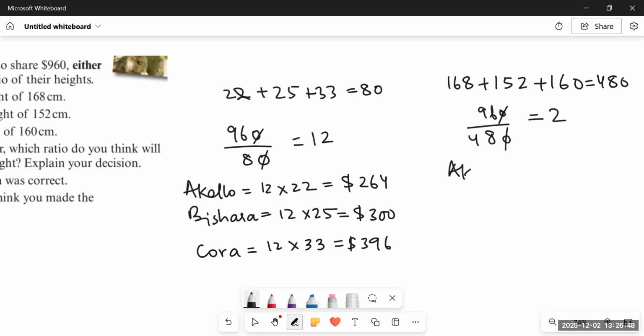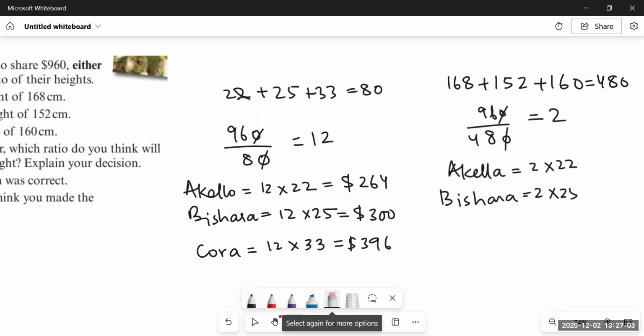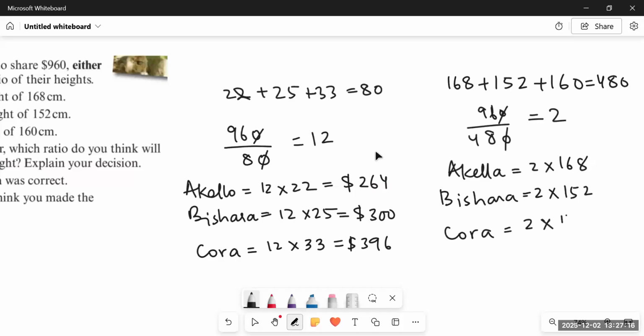For Akelo, it would be 2 multiplied by 22. For Bishara, it would be 2 multiplied by 25. Sorry, no. We're not going to use the same ratios. Instead, we will use the ratios as per their heights. That is 2 multiplied by 168, 2 multiplied by 152, and for Kora, it would be 2 multiplied by 160.